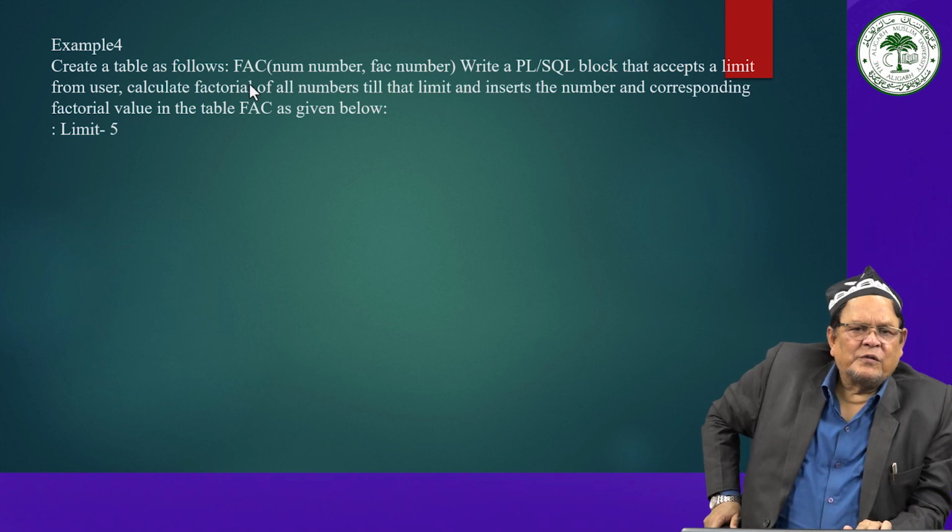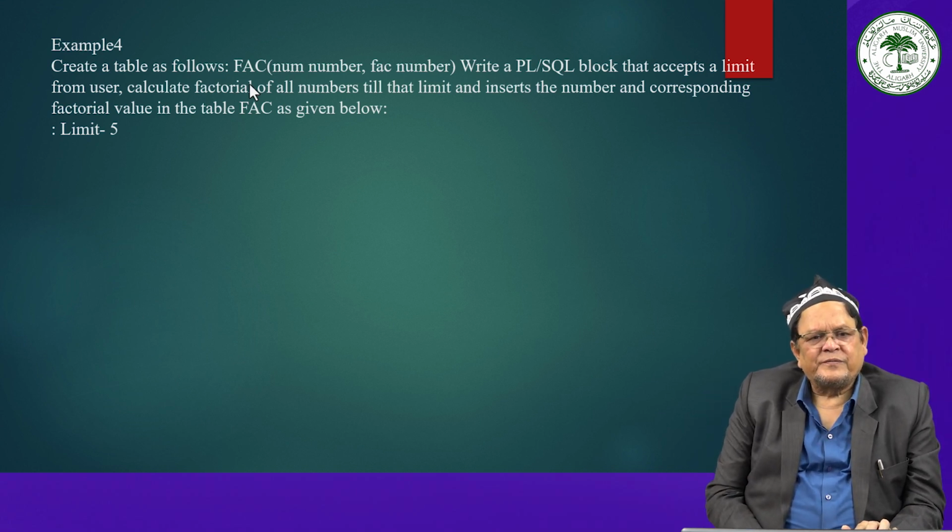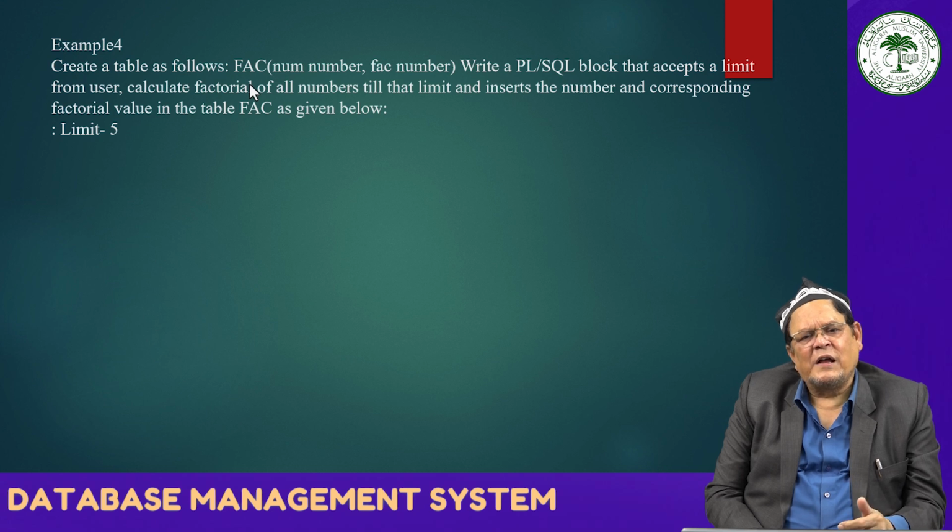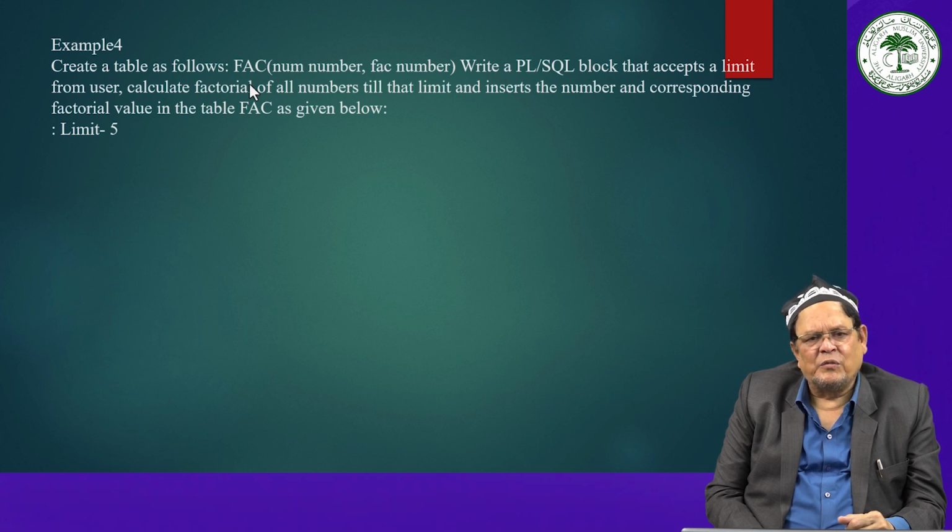I am taking the fourth example, which is to create a table as follows: num number and factorial number. You can write it as fact, factorial. You have to find the factorial of 5, factorial of 3, whatever. Write a PL/SQL statement block that accepts a limit from users and calculates the factorial of all the numbers till the limit and inserts the number and corresponding factorial values in the table as given below.